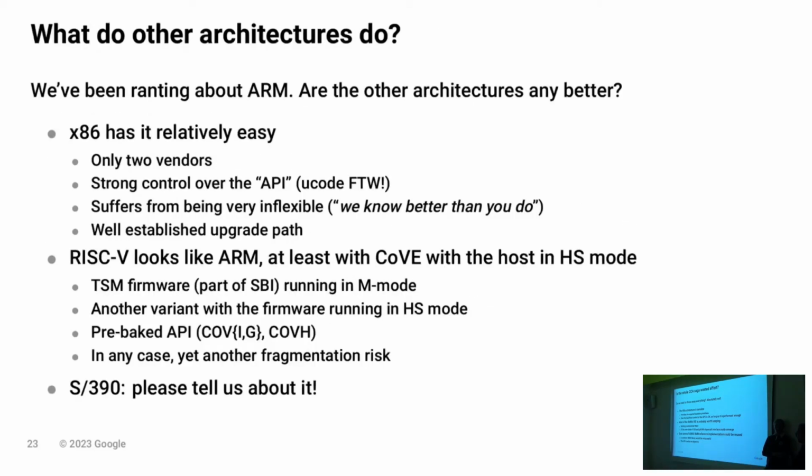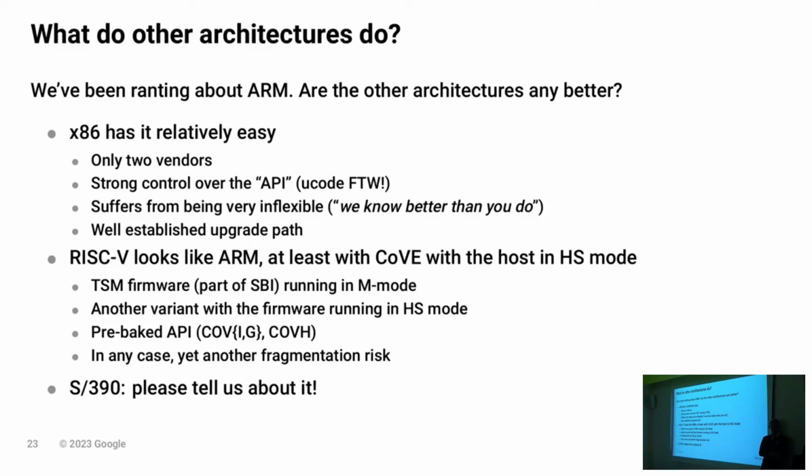So, I had a quick look around. I know nothing about the other architectures, of course, so what do they do? For x86, it's sort of simpler because there are only 2 vendors, and they're very much in control of what's happening there. So the microcode helps. We don't have that luxury on ARM. But it still suffers from being quite inflexible. So in a way, it's a similar problem. But at least the upgrade path is really well defined.